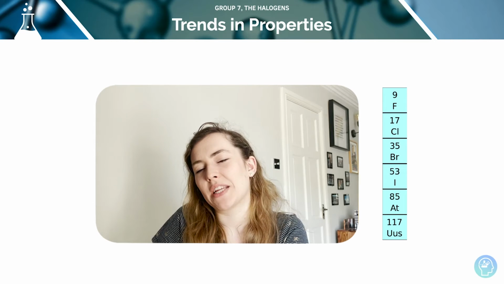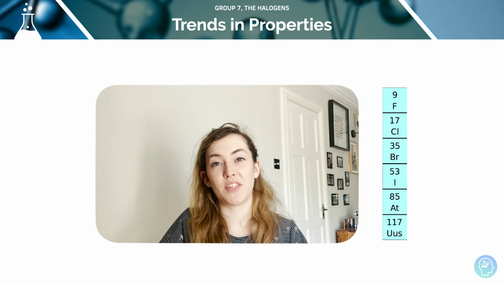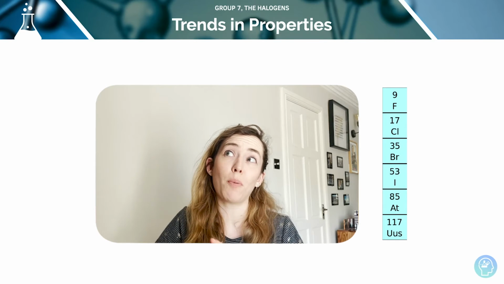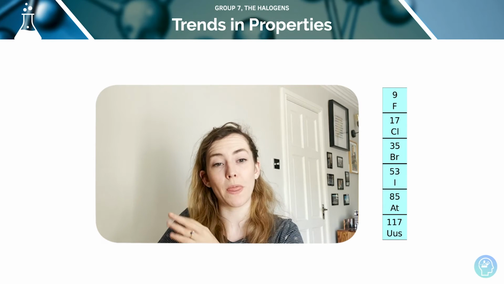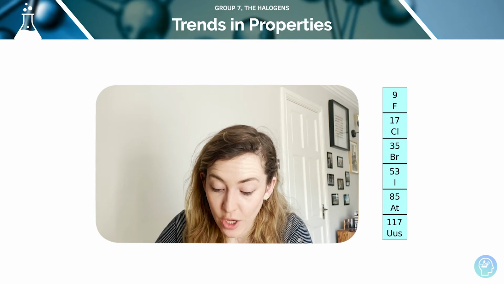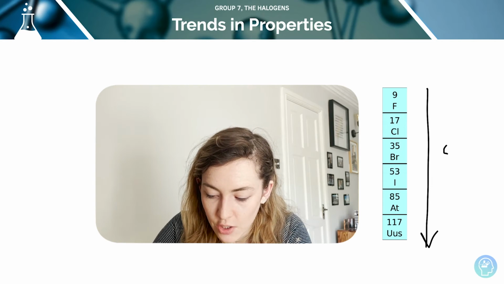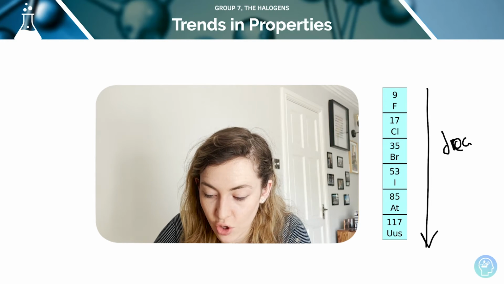Let's think about electronegativity as well. If in my head I've got my periodic table, I know that electronegativity increases as we move into the top right-hand corner, so it's diagonal. So I know that electronegativity decreases as we go down, or increases as we go up, depending on which way you want to say it. So electronegativity decreases as we move down.